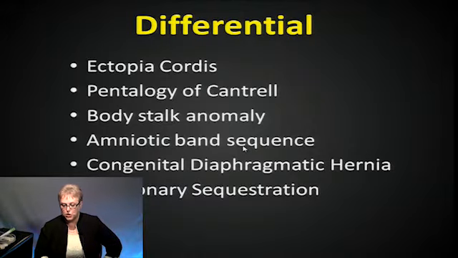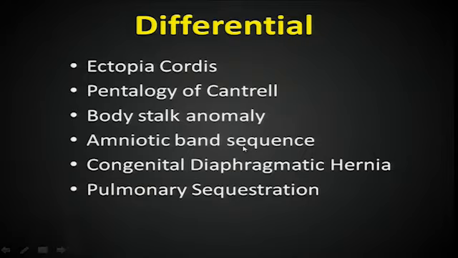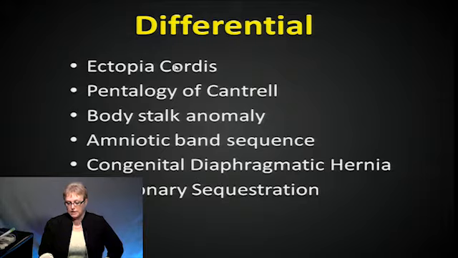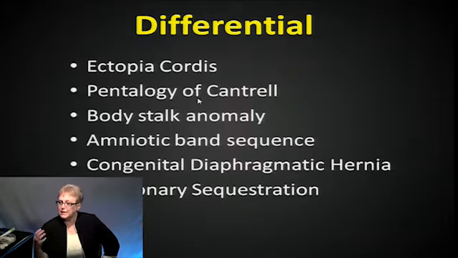Differentials would be ectopia cordis, pentalogy of Cantrell, body stalk anomaly, amniotic band sequence, congenital diaphragmatic hernia, or pulmonary sequestration. So out of all these different things, the two that would be the most likely would be the ectopia cordis, because we have the heart out of the chest, and then pentalogy of Cantrell. But pentalogy of Cantrell usually has multiple other things going on.